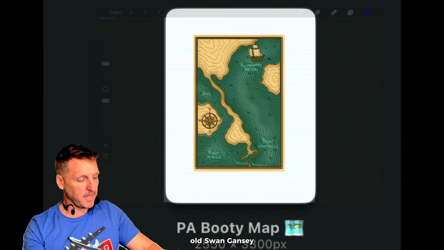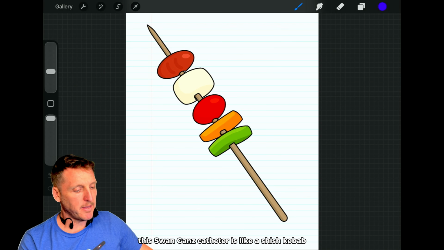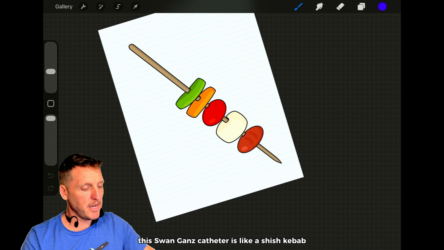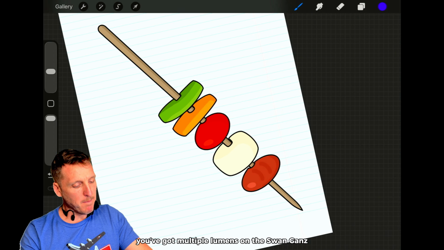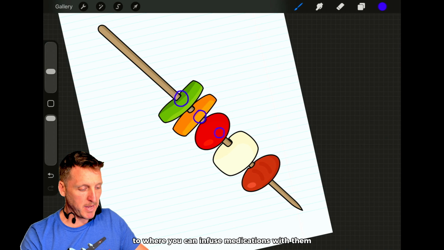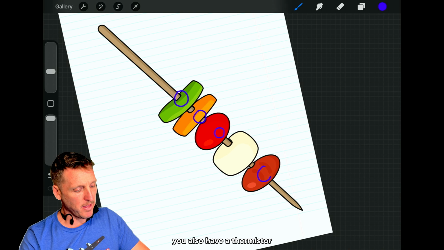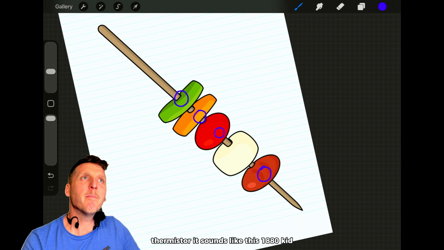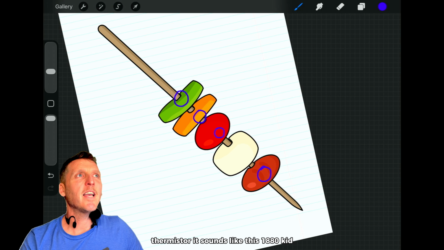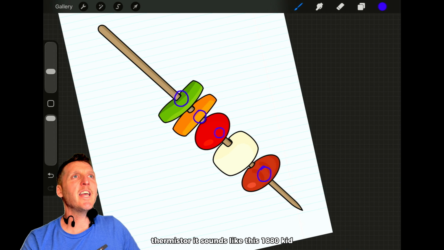Old Swan-Gansy. This Swan-Ganz catheter is like a shish kebab because it's got so many cool things on it. You've got multiple lumens on this Swan-Ganz so you can infuse medications with them. You also have a thermistor. I love that word, thermistor. It sounds like an 1880s kid, and his name is Thermistor.